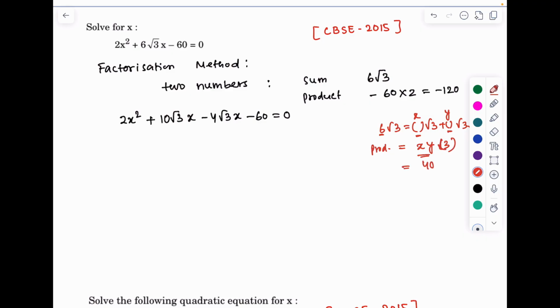So into 3. That means product is 120, that means it is equal to 40. Like the product is minus 20 means it should be equal to minus 40. If you see 10 and minus 4, it is equal to minus 40. That you have to meticulously choose. Okay.